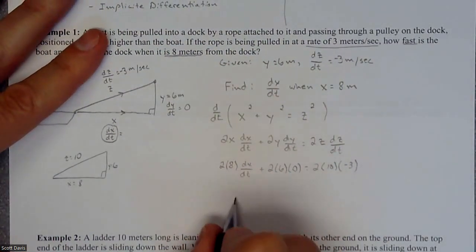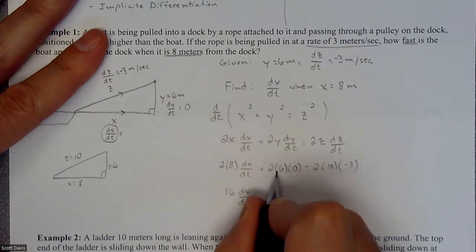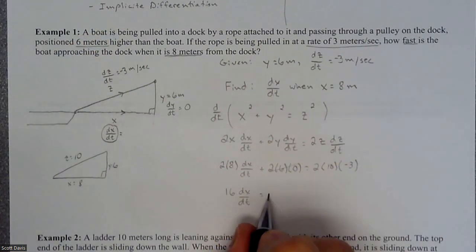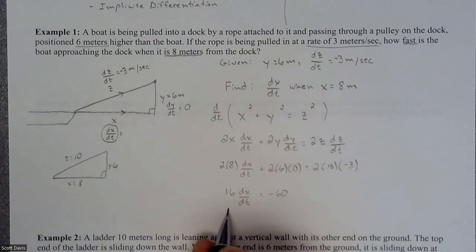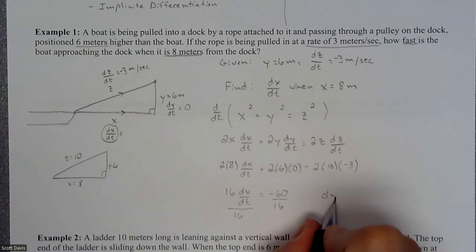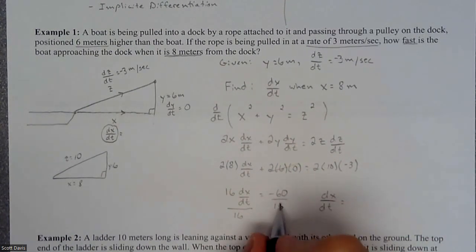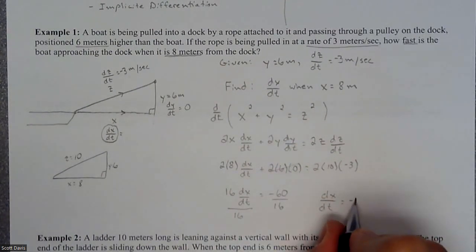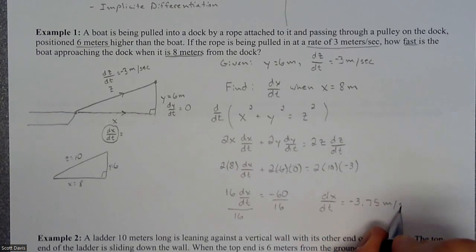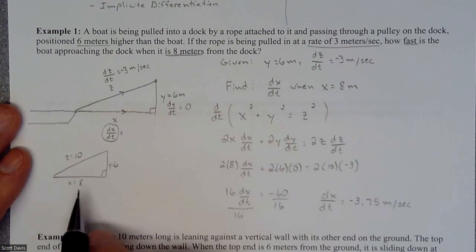All right, so let's do our math. So we have 16 dx/dt. This is going to go away because of the times 0. And then that's going to equal negative 60. So we'll divide by 16, divide by 16. And so our dx/dt equals, if I take negative 60 divided by 16, I get a negative 3.75 meters per second. So that rate is shrinking that distance at this rate at that particular time.